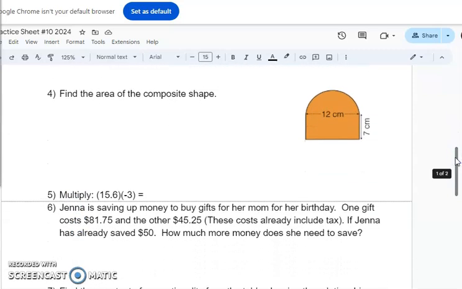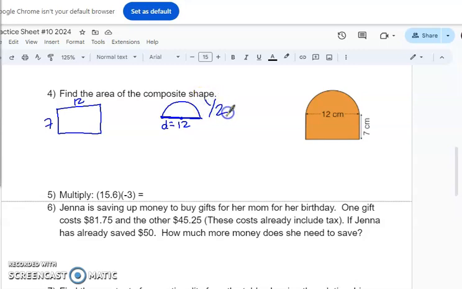This is important. Okay? So we're going to take our time and show our work. We break this into 2 pieces. I have a rectangle and I have a semicircle. The rectangle, I have numbers 7 and 12. The semicircle, I have this, which is 12, and it goes all the way across, so we call that the diameter. This is a semicircle. That means I have to take half at the end. Okay? I have to divide the total area by 2.